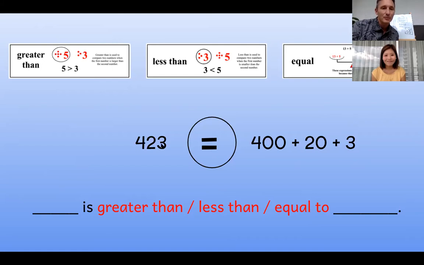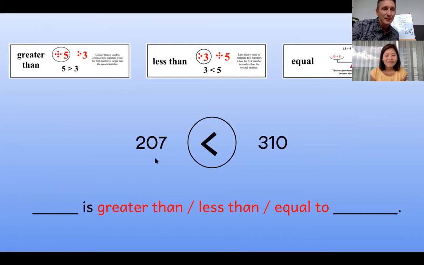Let's look at one more example here. Here we have 207. Remember, we're reading that number first because it's on the left. It's on that side, and we're reading across. 207 is less than 310. Okay, so we're using that symbol to show that it's either greater than, less than, or equal to. All right.